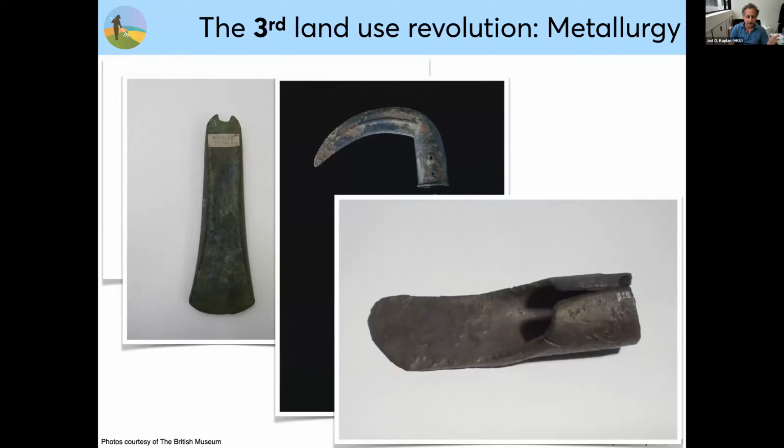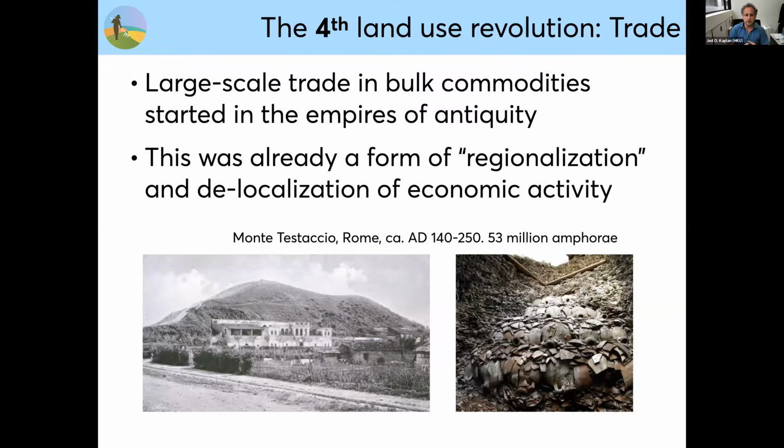So we had fire, we had agriculture, we had metallurgy, and the fourth major land use transition of the pre-industrial world is trade. Large-scale trade in bulk commodities starts in the empires of antiquity, and this was already a form, as I wrote, of delocalization of economic activity. Grain, cereals are being grown in Egypt to feed Rome. Olive oil is being imported in massive quantities from Spain to other parts of the Roman Empire. And so this is just an example.